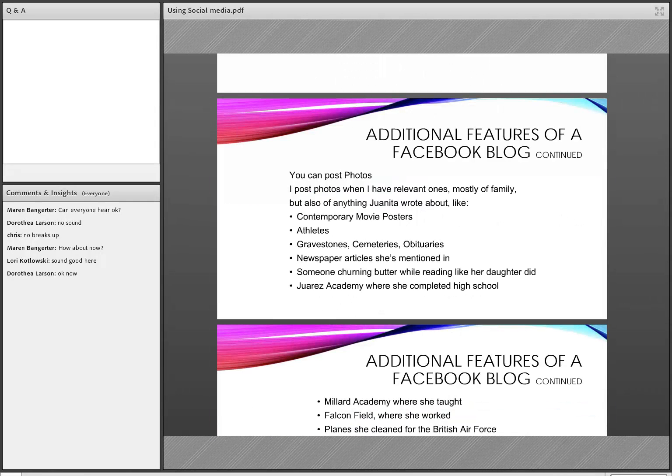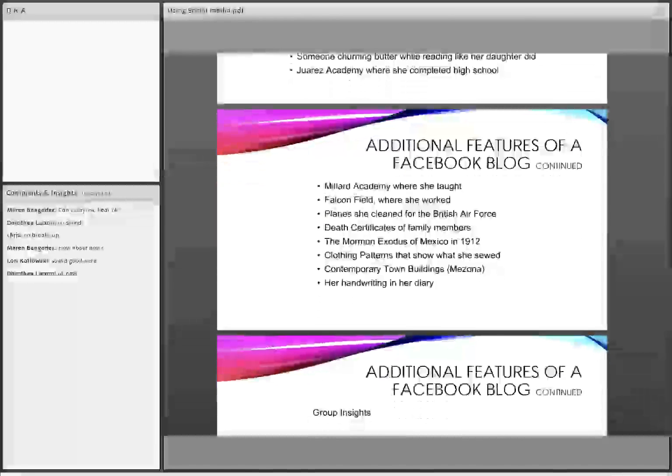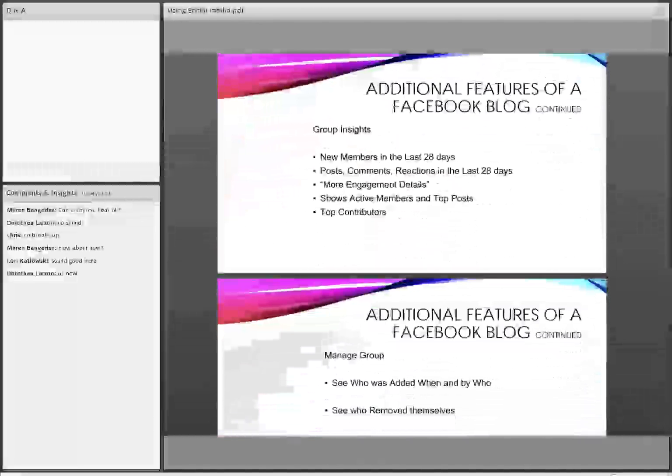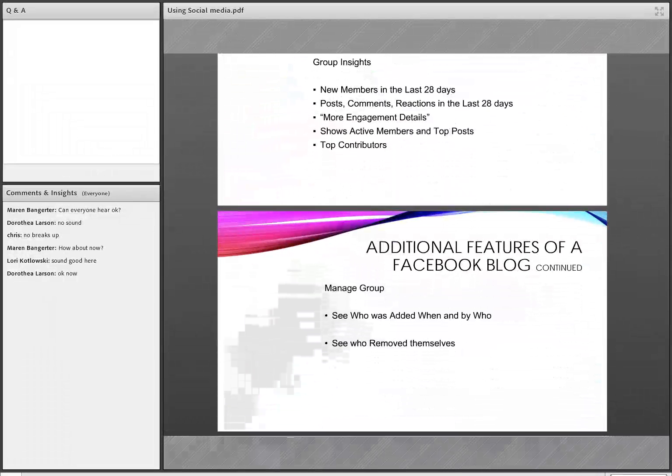Okay, so you just saw a fun feature of a Facebook blog. Let's see, I skipped up a little bit. So we talked about what you can see for the last 28 days, the activity. Looks like we're coming to the end here. So looks like this last slide, you can see who was added, when, and by who, and see who removed themselves. So let's actually go to that option.